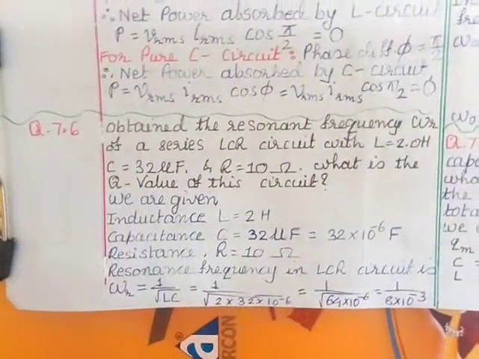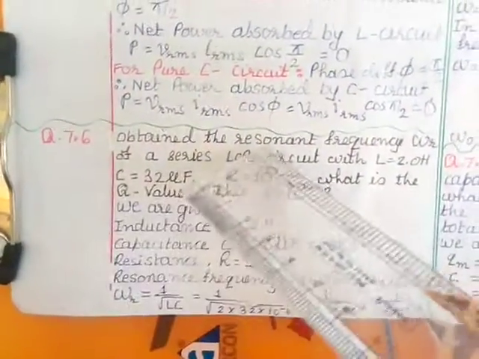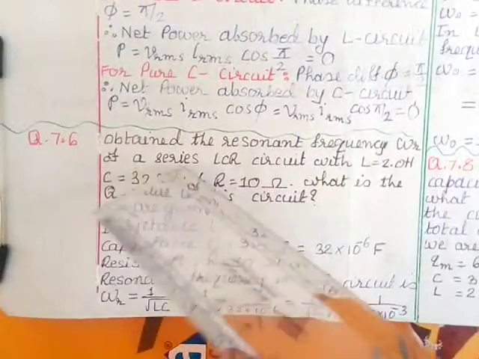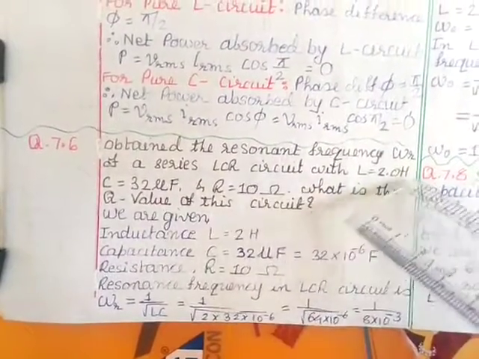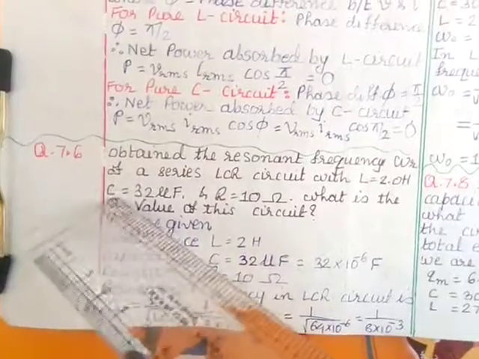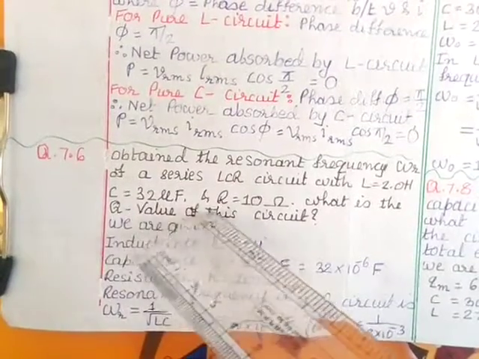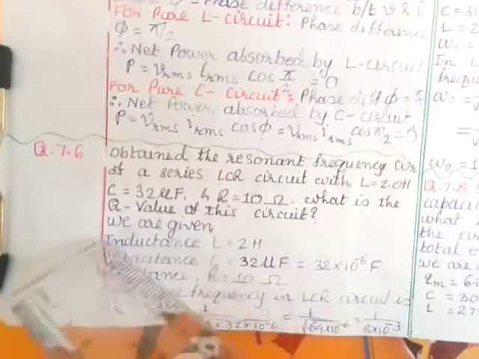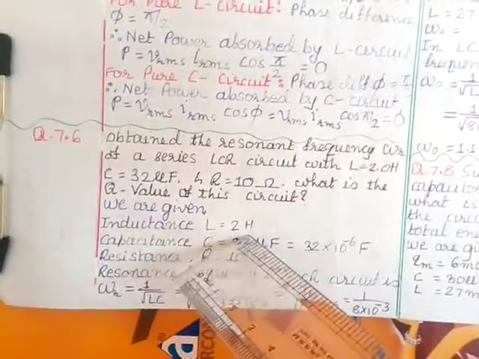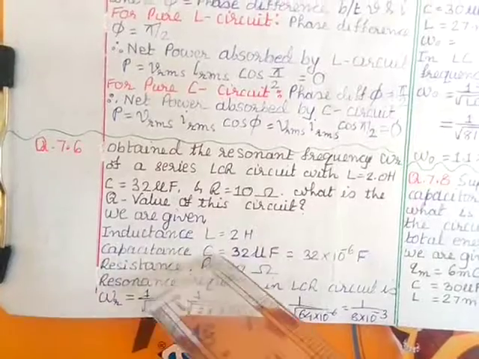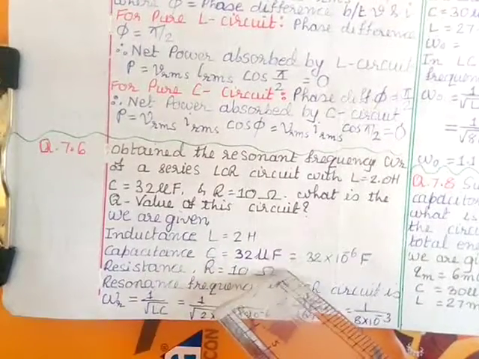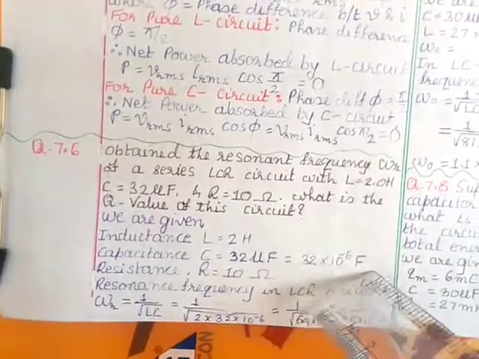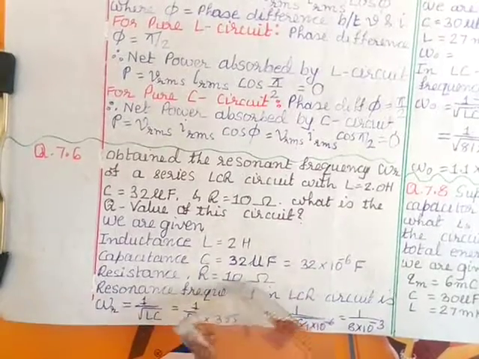Question number 7.6. Obtain the resonant frequency omega R of a series LCR circuit with L equal to 2.0 Henry, C equal to 32 microfarad and R equal to 10 ohm. What is the Q value of the circuit? We are given inductance L equal to 2 Henry. Capacitance C equal to 32 microfarad, convert into farad by multiplying by 10 to the power minus 6. Resistance R is equal to 10 ohm.